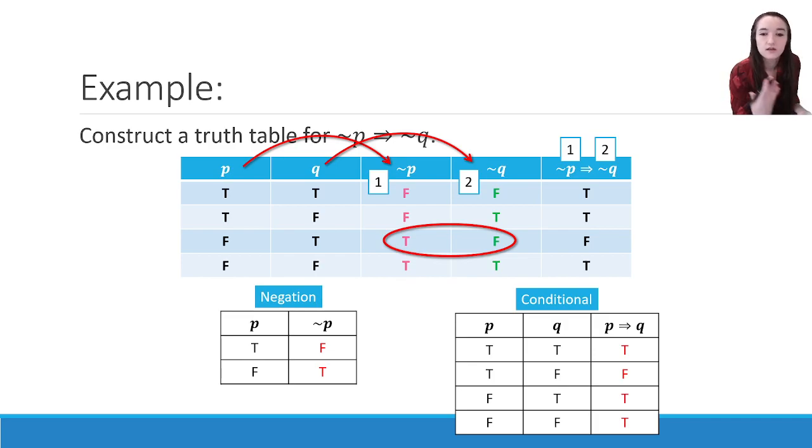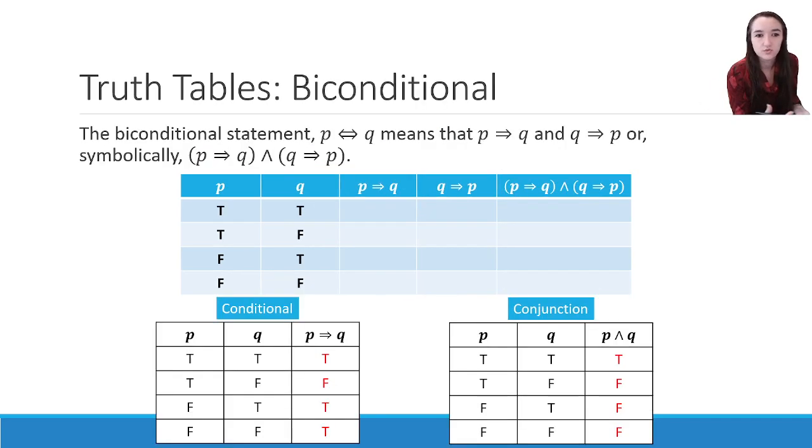And that's it. Now our last operation we're going to look at is the biconditional. So the biconditional statement, P arrow in two directions, Q, means that if P then Q and if Q then P, or otherwise P implies Q and Q implies P. Or symbolically, we could write this as P implies Q and Q implies P, where we put the arrow with the PQ and the arrow with the QP in parentheses with an and between them.